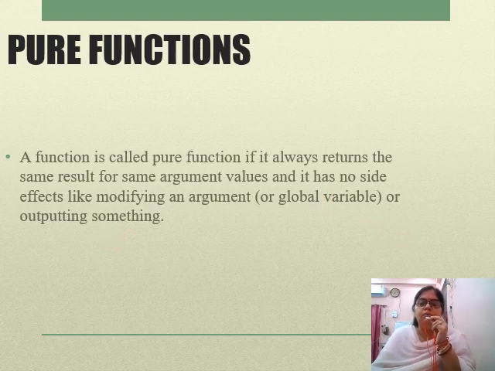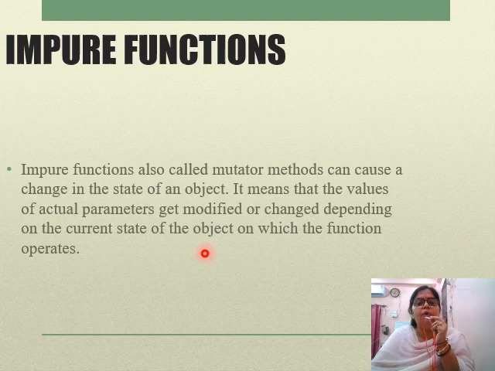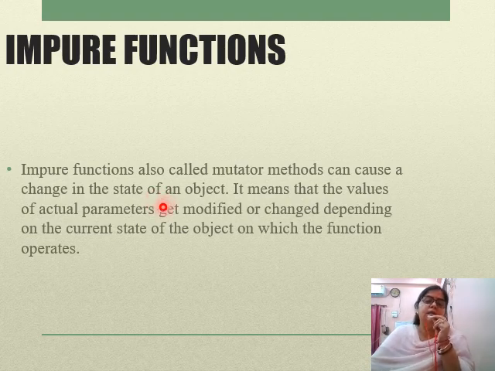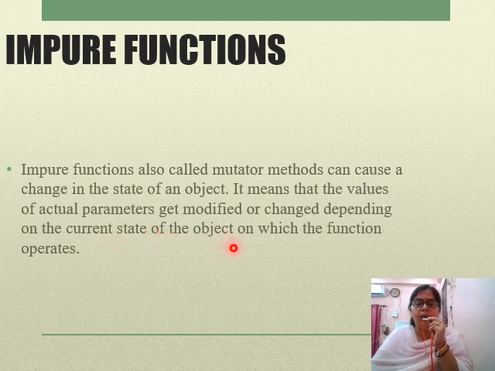Now we will come to impure functions. Impure functions, also known as mutative functions, can cause a change in the state of an object. Pure functions do not cause a change in an object, but impure functions can. It means that the values of actual parameters can be modified or changed depending on the current state of the object on which the functions operate.